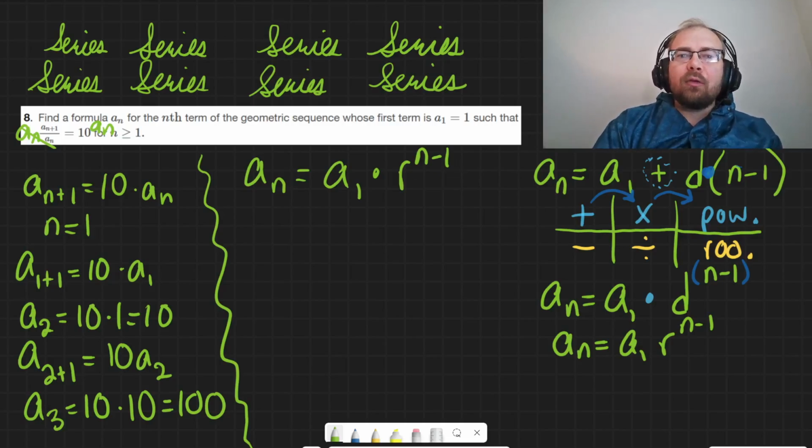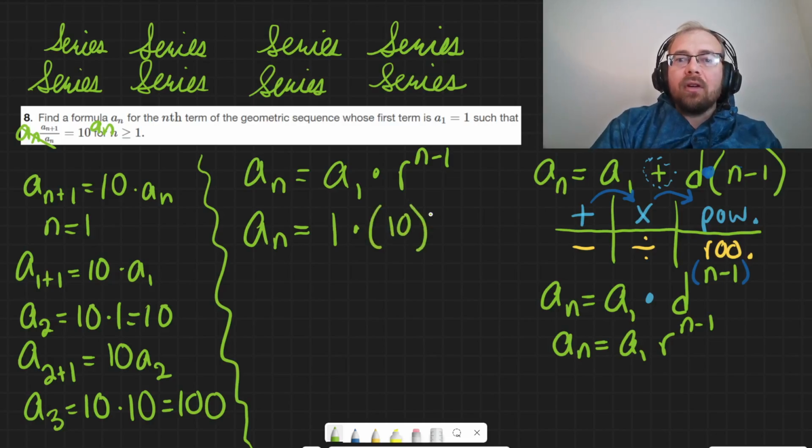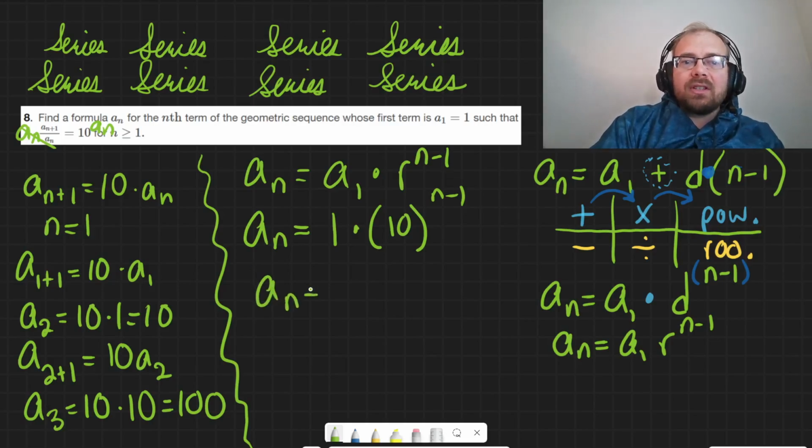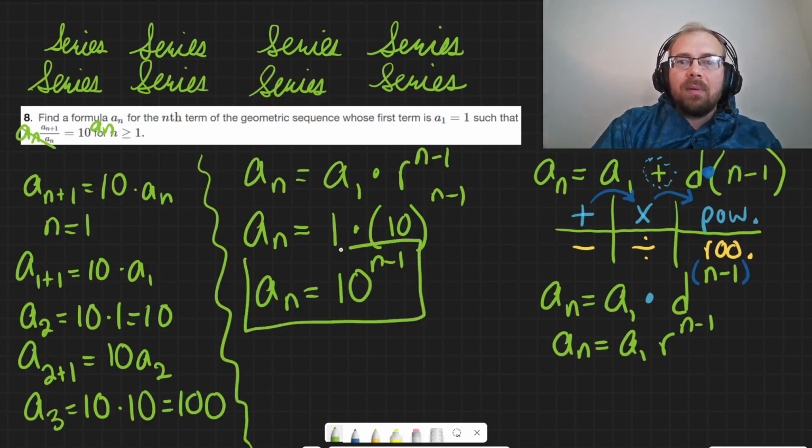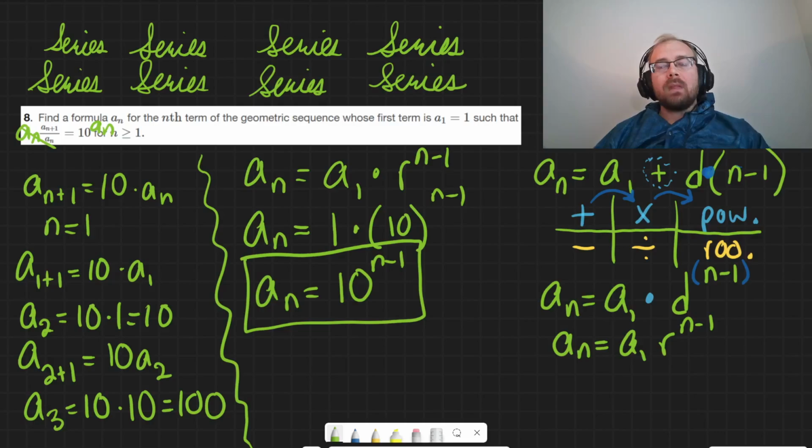Here's our formula that we would use. And we know that a sub 1 is 1. And then the common difference is 10, which we found out earlier. And then that's to the n minus 1. And then we're basically done. I would just clean it up a little bit and write it as 10 to the n minus 1 like this. That's all I would do, and that would be the answer.